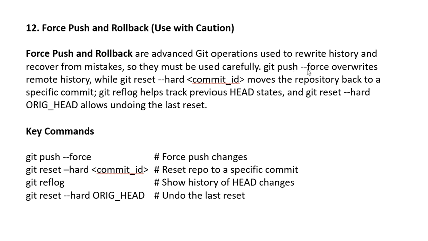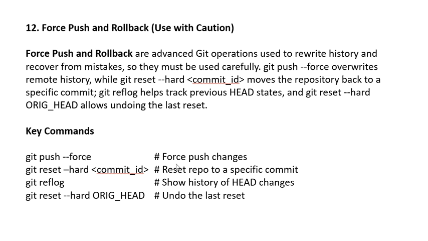git push --force overrides the remote history, while git reset --hard commit_id moves the repository back to a specific commit. git reflog helps track previous HEAD states, and git reset --hard ORIG_HEAD allows undoing the last reset.